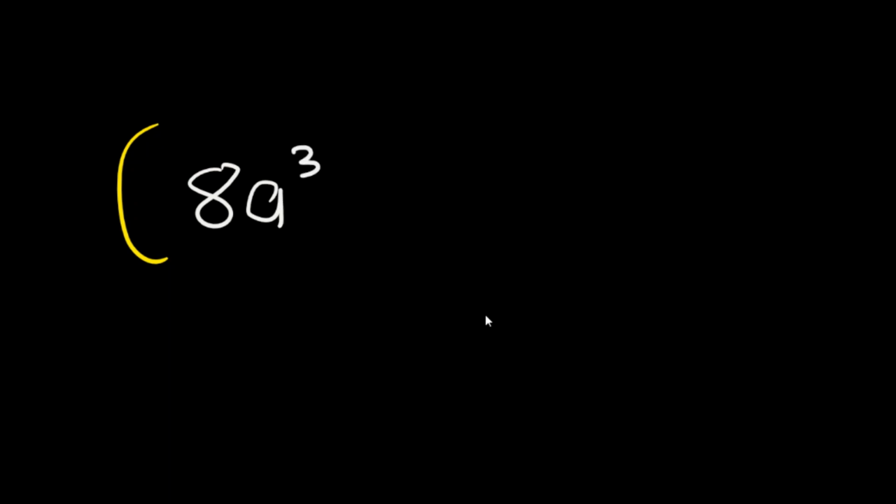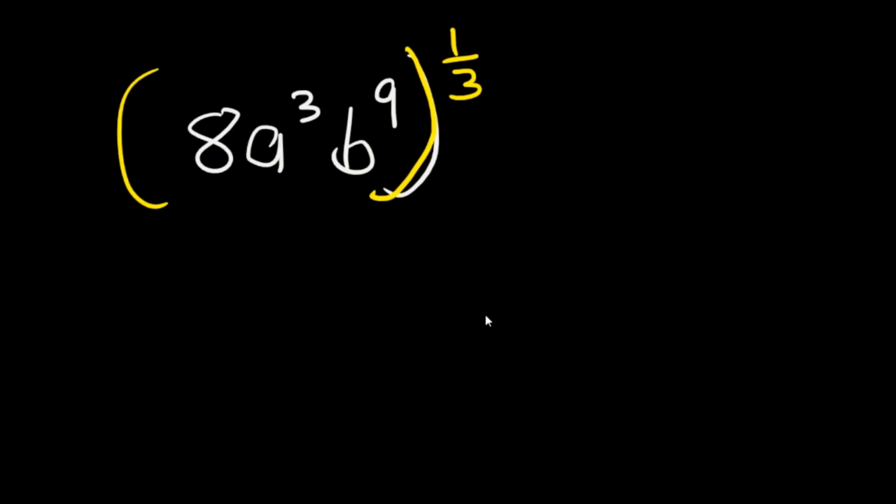8a to the power of 3, b to the power of 9, and then this is to the power of 1 over 3, right? Let's first deal with what's inside before we multiply the power of 1 over 3 inside. Let's simplify what's inside. Remember I showed you how to find the base of 8, right?